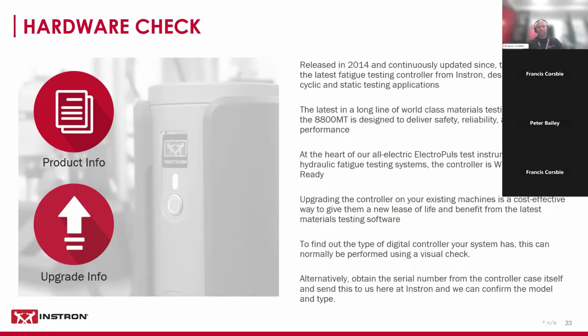If you are unsure about what version of the controller you have, you can look on either the machine itself or on the back of the controller for the serial number. And again, just reach out to us and we can help you confirm what model and type you have. And if you want to know a little bit more about the actual platform itself, there is information on our website about the controller and its added benefits as a later version of electronics that you might not currently have.